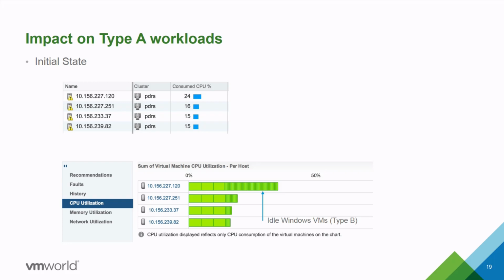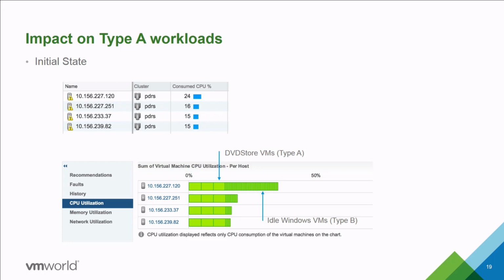In this particular example, they are the Windows VMs. The other ones, which are already running, represent type A, and you can see the size of the block is bigger because there is some workload running inside these VMs. In this example, they are DVD Store VMs. So this is the scenario on the vCenter.